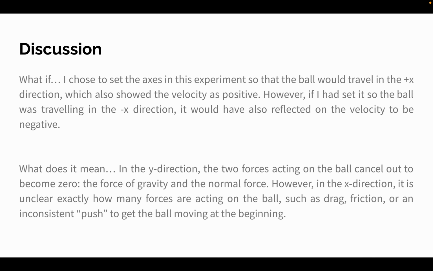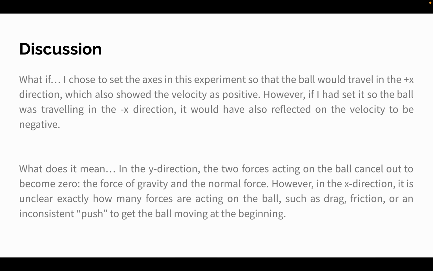Now the what if question. What if? So I chose to set the axes in this experiment so that the ball would travel in the positive x direction, which also showed the velocity as positive. However, if I had set it so that the ball was traveling in the negative x direction, it also would have reflected on the velocity to be negative. Now, what does this mean?